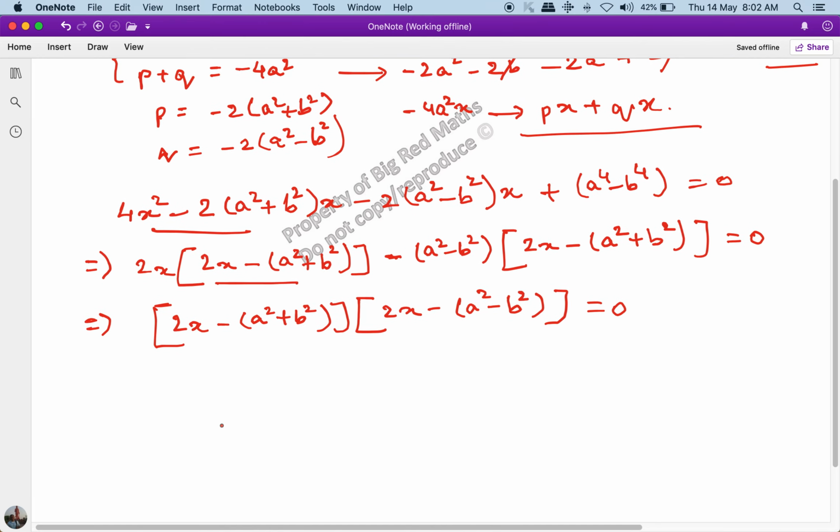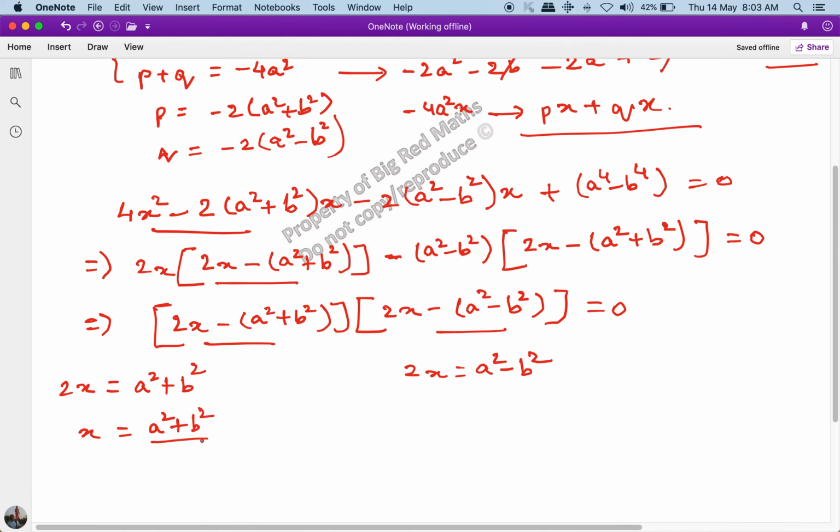Now to solve this question, all I have to do is equate this part to 0. When I equate this part to 0 and this part to 0 separately, what I get is 2x equal to a square plus b square, and on equating this part to 0 I get 2x is equal to a square minus b square, and this implies x is equal to a square plus b square upon 2, and x equal to a square minus b square by 2. And this, my friends, is the solution to the question.